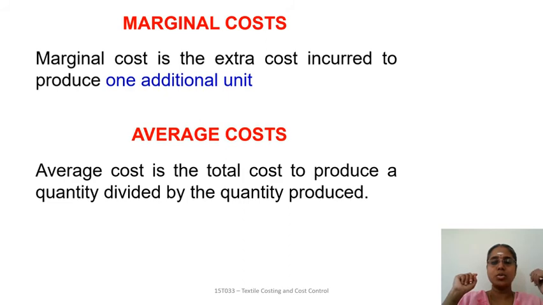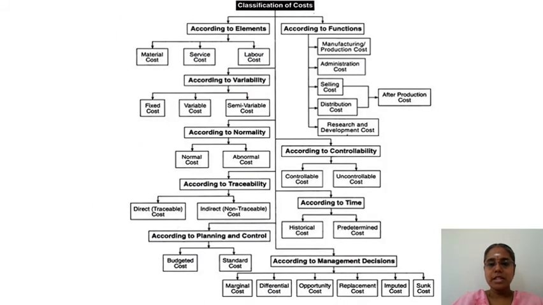An average cost is the total cost of production divided by the quantity that is produced, usually a simple average. This picture was taken from a book, and it shows the detail of the classification of cost. The first one is classification based on elements: material, labor, and expenses. Here it is given as service cost. Then we saw, according to traceability, direct and indirect. Then classification on variability: fixed, variable, and semi-variable cost.